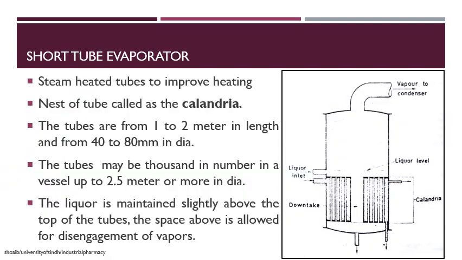So the next type of the natural circulation evaporators are the short tube evaporators. Now in this, as you see, their structure consists of short tubes. So these are the short tubes, okay, and in these short tubes the steam is present, okay. The steam will be coming from this inlet, okay, and it will be present in all of these short tubes. Now these short tubes may be from 1 to 2 meters in length.